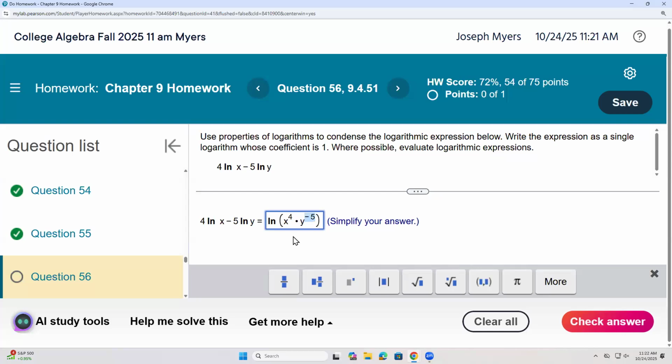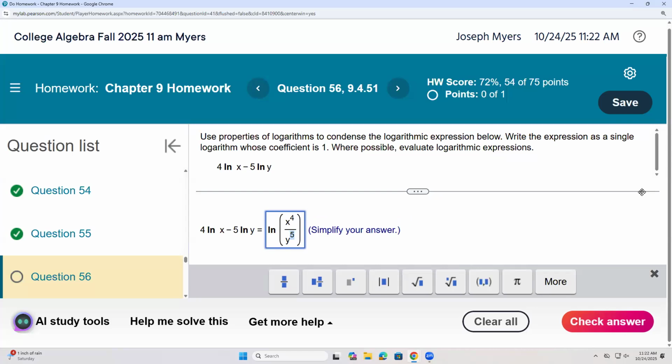What do you need to simplify to get it to be the final answer? Well, remember y to the -5 means that it's a reciprocal of y to the +5. So you need to flip over the y to the -5, change it to be y to the +5, but in the bottom of the fraction though. So you get ln of x to the 4th over y to the 5th.